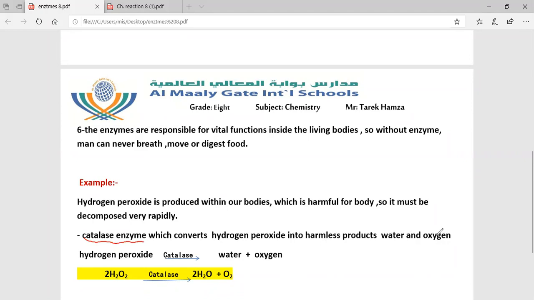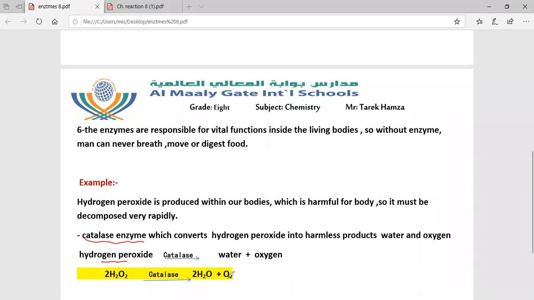Look at this equation: hydrogen peroxide, the catalyst enzyme is catalase, decomposes hydrogen peroxide into water and oxygen. This equation is represented by 2H2O2, in the presence of the enzyme catalase, converted to 2H2O, water, and oxygen O2.